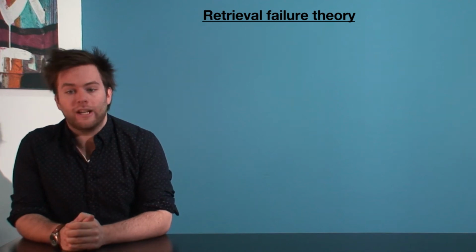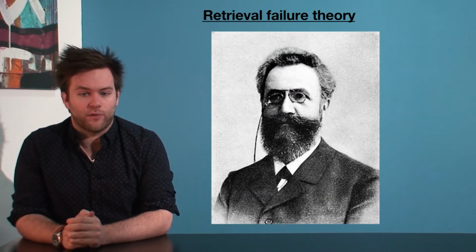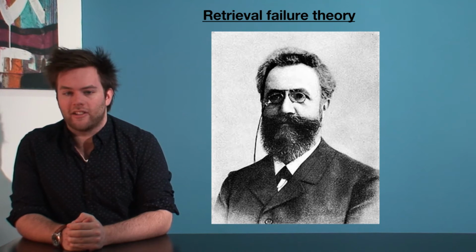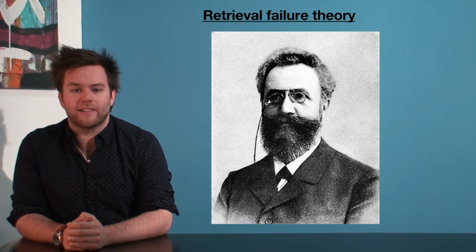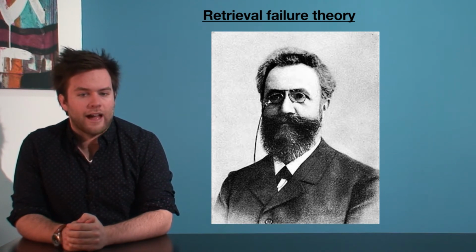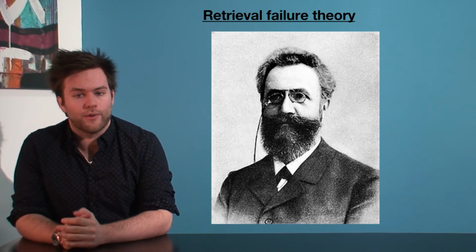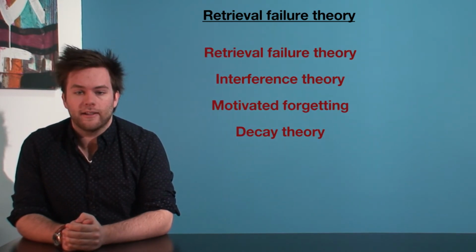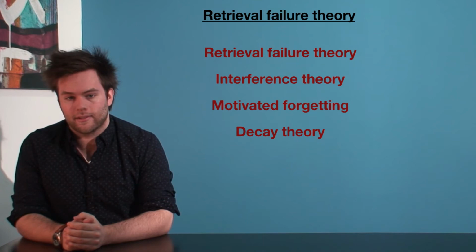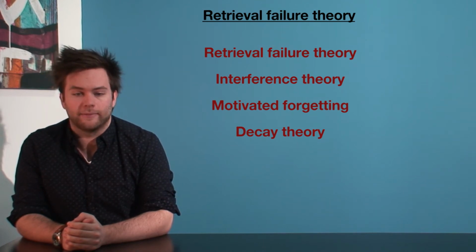In the last video, we looked at this likely fellow's concept of forgetting a curve. That is Hermann Ebbinghaus for those playing at home. Yes, Ebbinghaus provided us with some sort of framework for understanding the rate at which forgetting occurs. But why might forgetting actually occur in the first place? There are 4 theories that we need to know: retrieval failure theory, interference theory, motivated forgetting, and decay theory. We're looking at these in the next 4 videos, starting with retrieval failure theory.